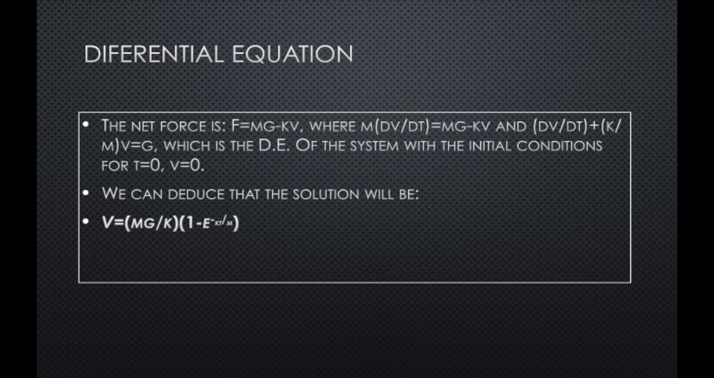We can deduce that the solution for the velocity will be mg over k times 1 minus e to the minus kt over m. As v is the derivative of x, we integrate with respect to t. With the initial condition x equals 0 at t equals 0, we got the position x.